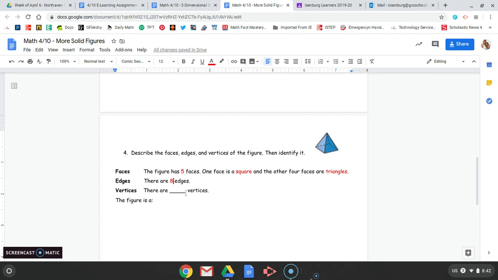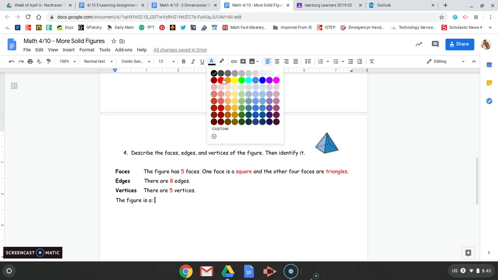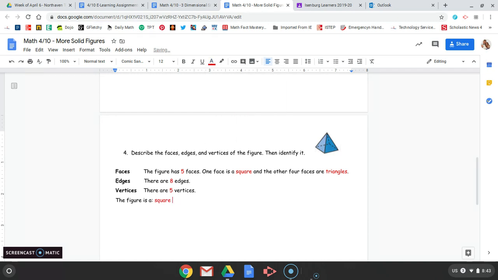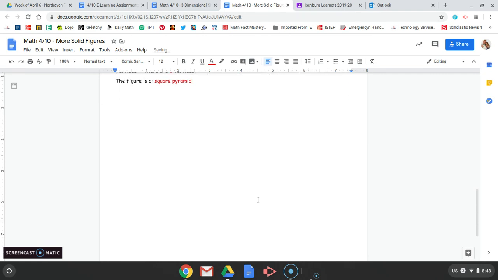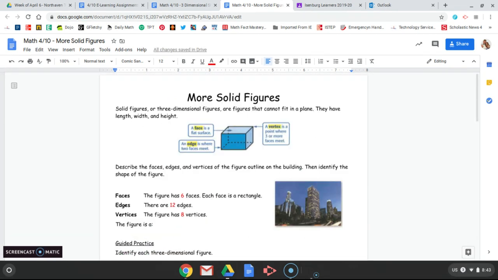Pause and count your vertices. Okay, I see 1 at the top, 2, 3, 4, 5. There are 5 vertices total. This figure, since the bottom of it is shaped like a square, this figure would be called a square pyramid.